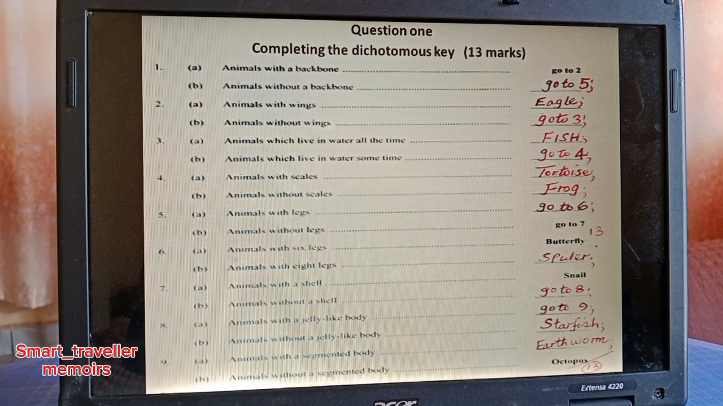Number 7, animals with a shell, snail identified. B, animals without a shell, go to 8. Animals with a jelly-like body, go to 9. And 8B, animals without a jelly-like body is the starfish. Remember in 7B we had been told to go to 8, and we have identified the starfish. 9, animals with a segmented body are the worm. Animals without a segmented body, octopus.